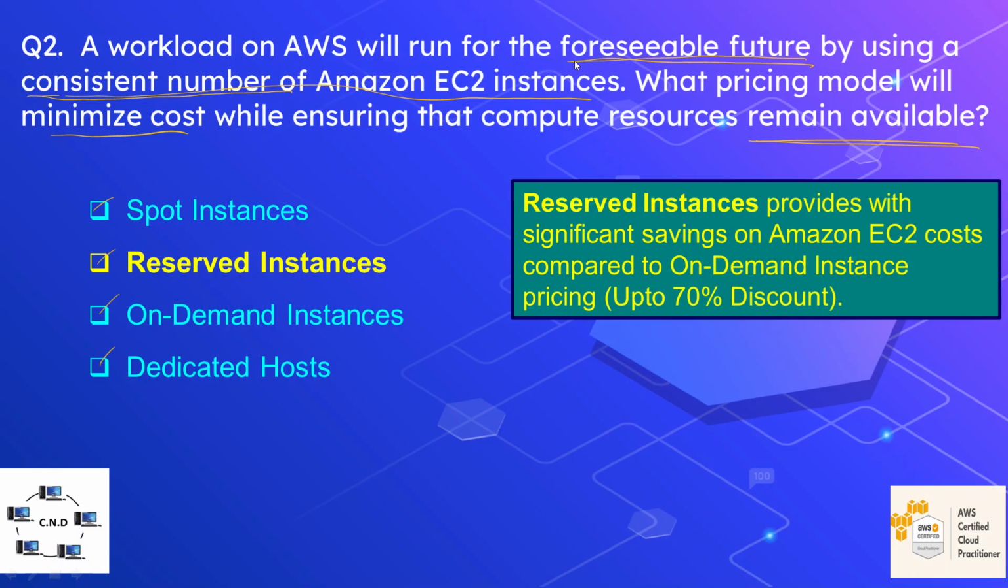So when you want a workload for, let's suppose, 1 year, 2 years, or 3 years, you know the duration. You also know that you will require this number of instances, let's suppose 4, 5, 6. They will neither increase nor decrease. And you also know that all the resources will be required to be available. Then the most suitable option is reserved instances.